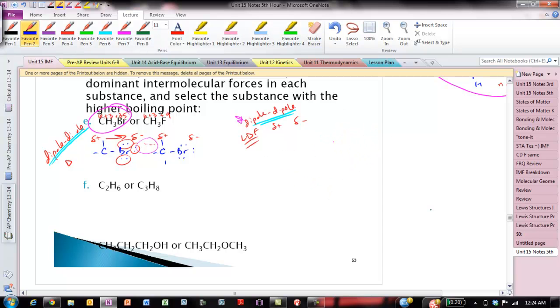Alright, so C2H6, ethane, or propane. So C2H6. And we got to draw another one for intermolecular forces. Alright, and then I'm going to draw propane. I'll leave off the H's because I'm tired of the H's.